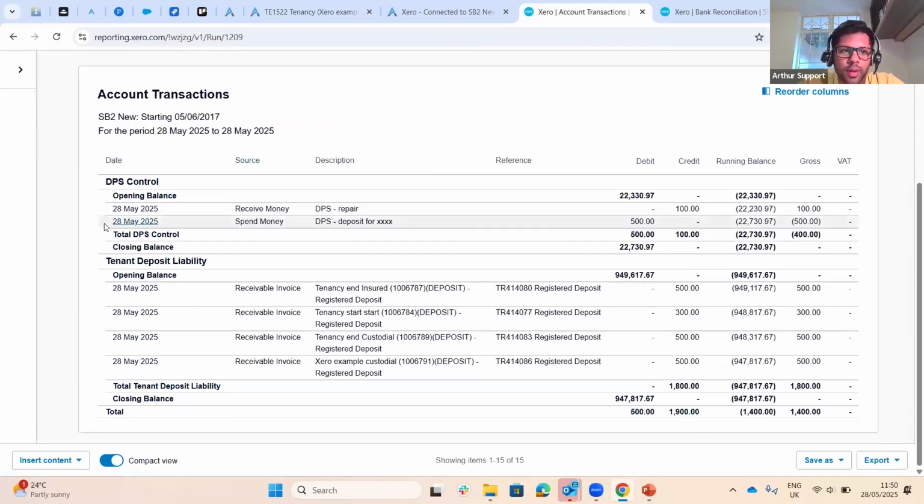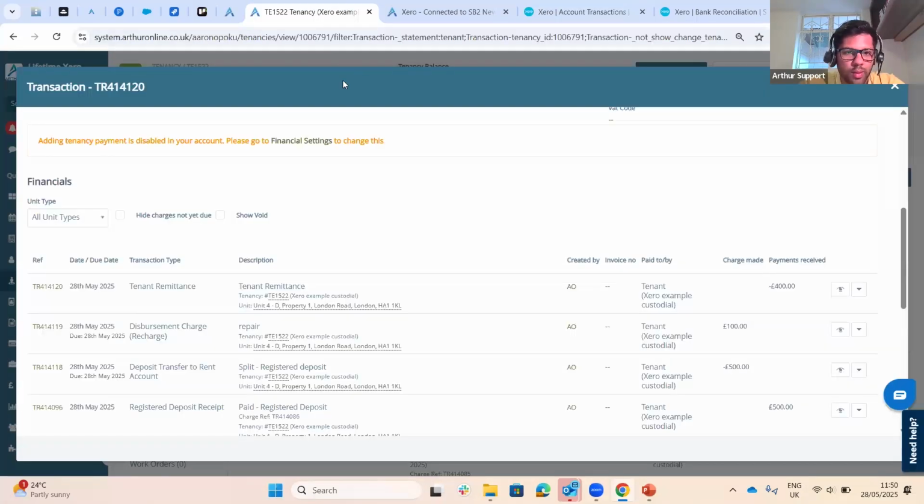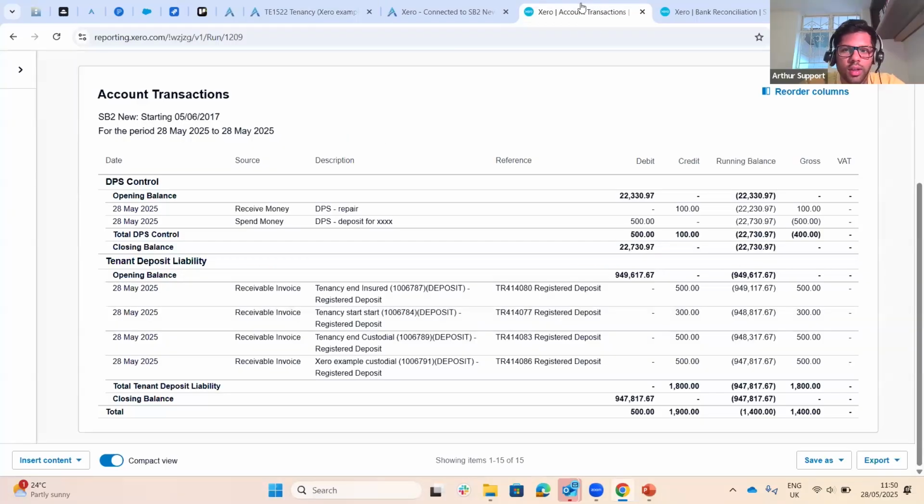If you do it the right way, your DPS control account and your tenant deposit liability account should match, because all the transactions you're doing in Arthur affect both these accounts. So it's important you carry out the right processes in Arthur to ensure these two control accounts are balanced.